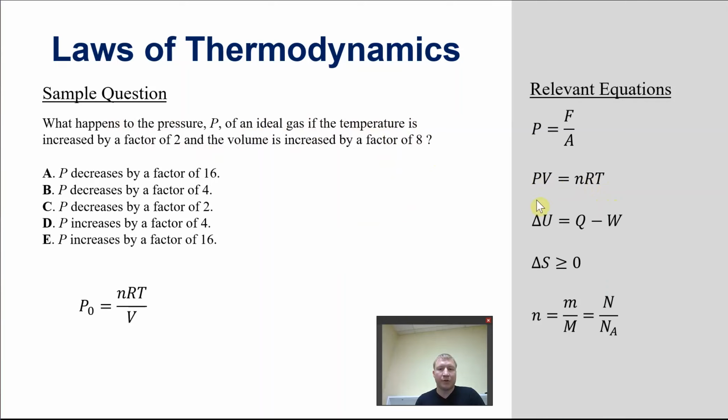here, and if you rearrange it a bit just by dividing both sides by volume, you get this for initial pressure, and for pressure after this process, you should get this. We just substitute 2T instead of T and 8V instead of V, and if you simplify it, you get this. So that means that the pressure decreases by a factor of 4, which is option B here. Okay, again, as I said, if you know the equations, that shouldn't be very hard.